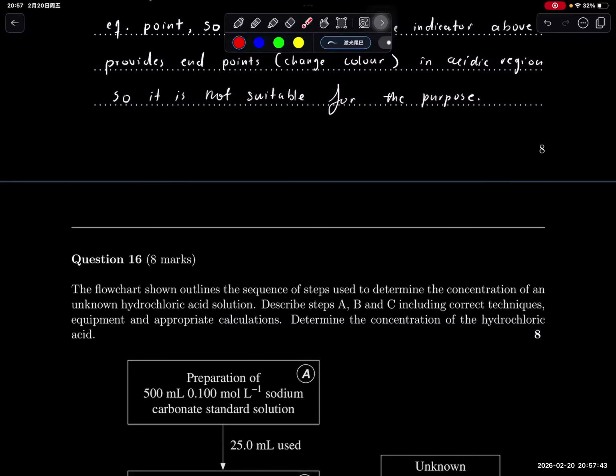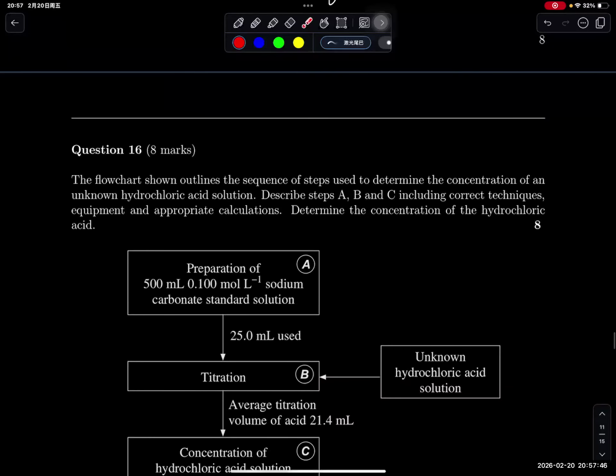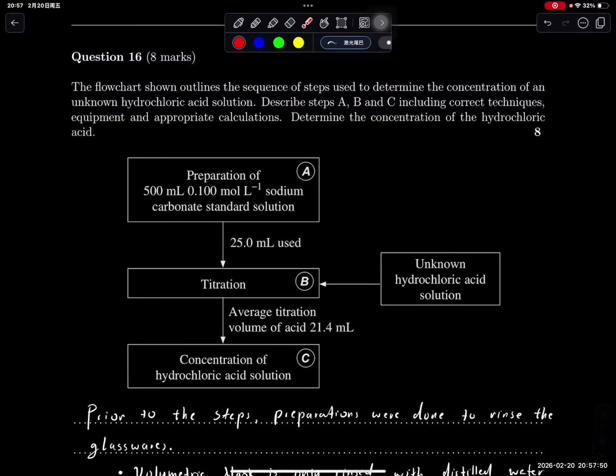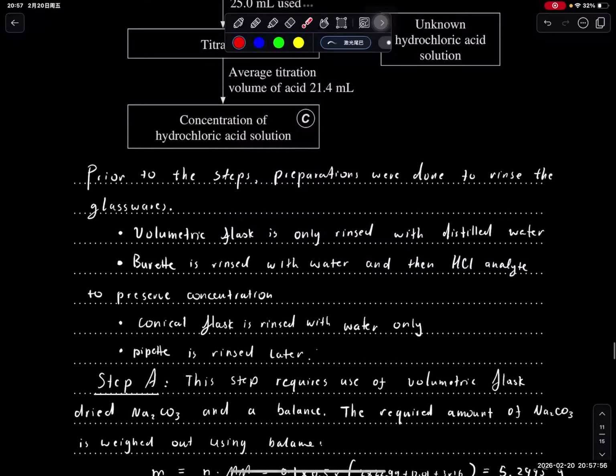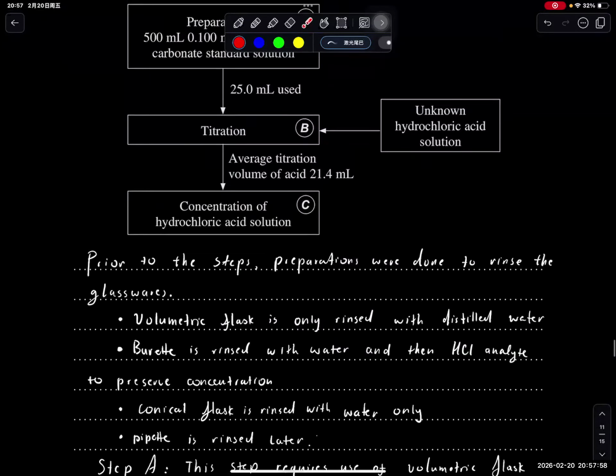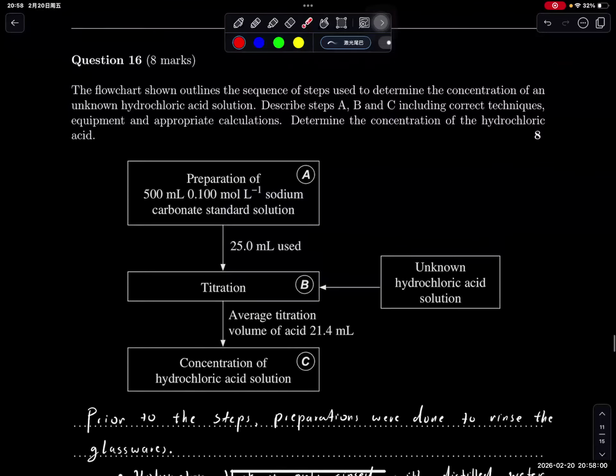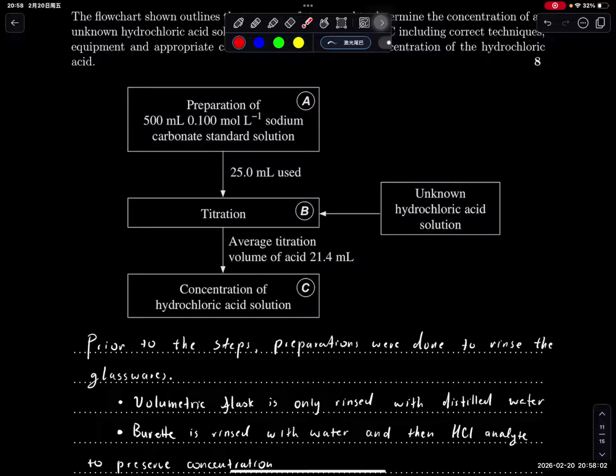In continuation, question 16 is a flowchart. It's like steps, right? Step A is preparing the standard solution. Step B is titration, and so on. I wrote a lot for this question, but the idea is to explain, as the question says, each step carefully.